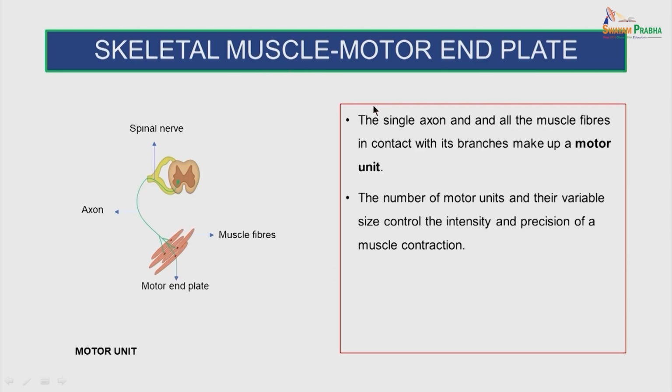The motor end plate. The single axon and all the muscle fibers in contact with its branches make up a motor unit. The number of motor units and their variable size control the intensity and precision of a muscle contraction.